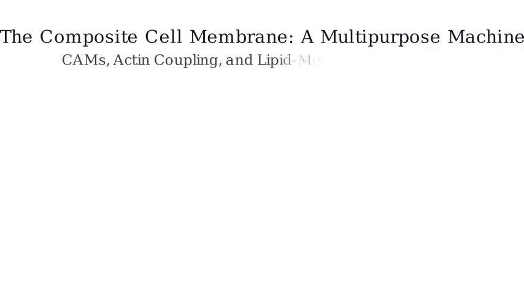The composite cell membrane is a multipurpose machine. In this lesson, we will build an intuitive picture of the plasma membrane, its cell adhesion molecules, and how the actin cortex couples to the membrane through talin, ezrin, and merlin. We will also see how lipid signals like PI(4,5)P2 and PI(3,4,5)P3 recruit proteins to the membrane, and briefly connect to receptor recycling.